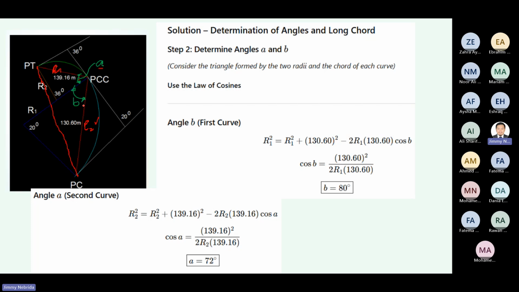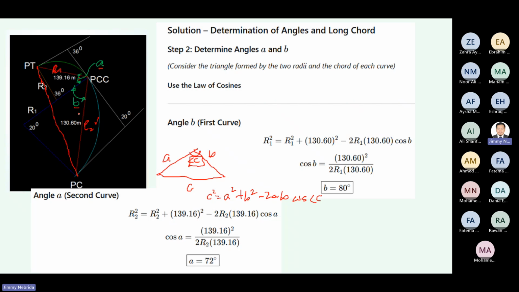But we need to calculate the inclusive angle. You remember in your trigonometry, the cosine law? For example, you have A, B, C. This one should be the angle C. You can calculate this as C squared equals A squared plus B squared minus 2AB cosine angle C, right? You remember? For us to identify angle C, we need to calculate what is A and what is B. A plus B is the total inclusive angle here.